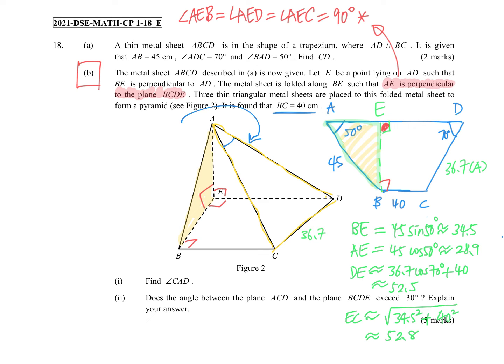this side. Bear in mind this AD would not be the same as the AD in part A. So that's why AD here would be AE square plus ED square. AE square plus DE square, so that's my 28.9 square, and then plus 52.5 square. So that would be, how long is it?